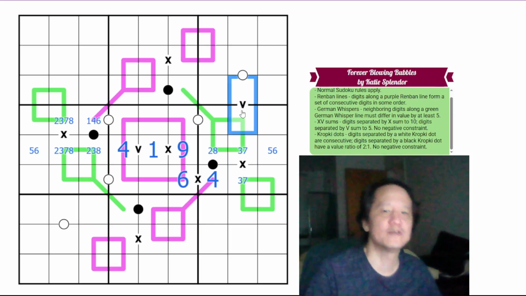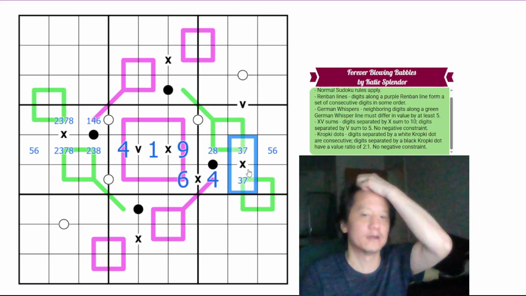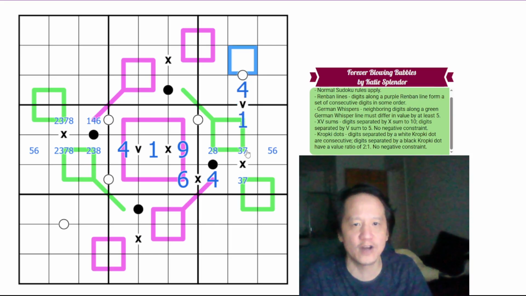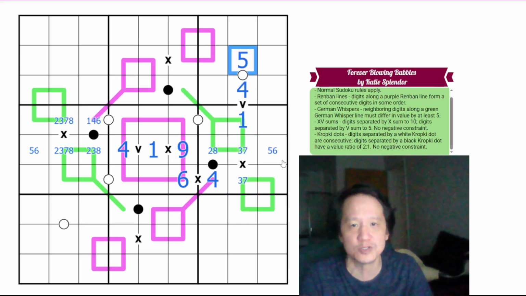Therefore, this 5 cell cannot be 2 and 3, adding up to 5, because we have a 3, 7 pair in the column already. So this must be 1 and 4. And 4 can't be here because of the 4 in the box. So this is 1, which makes this 4. 4 is consecutive with 3 or 5, but again, because of the 3, 7 pair in the column, this can't be 3, so this is 5.